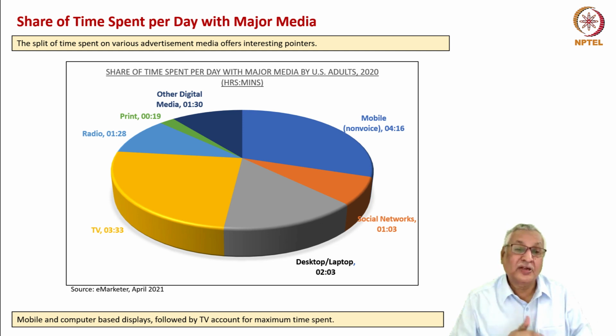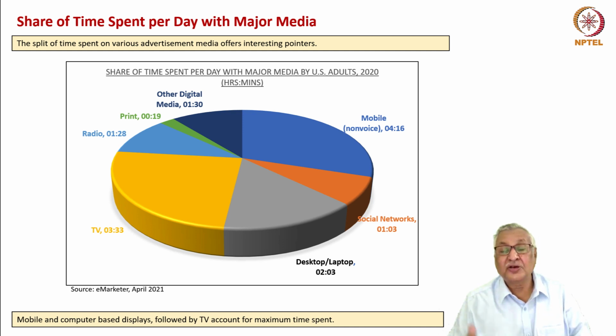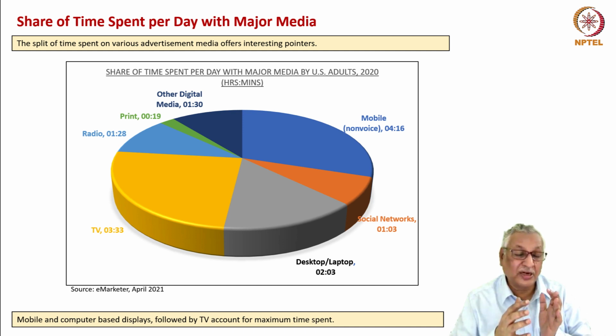Once upon a time, decades ago, print was taking a huge amount of time. But today, part of the print comes as e-papers or news items in internet. Therefore, the print, as we classically know, has come down a lot. But other digital media and mobile-based media have increased. Television, which is a very dedicated channel for advertisement, still has a dominant role even in the United States.